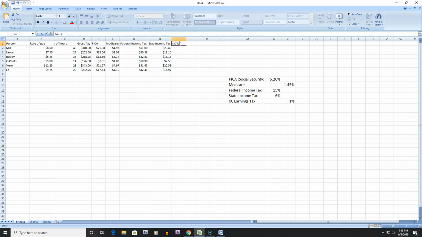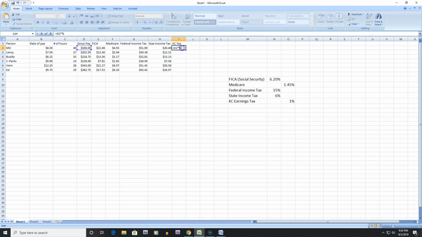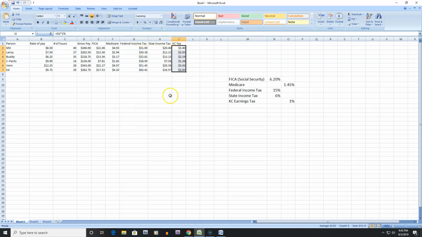So I'm just going to call that the KC tax. Equal sign. Go to D2. Multiply, shift F5. Oops, I did something wrong, because I didn't put a 1 in there first. 1 now, shift F5. Boom, there's my 1%. Dragging her down. Gonna go here to currency. And so now I have all these deductions in there. So boy, did that take a while.